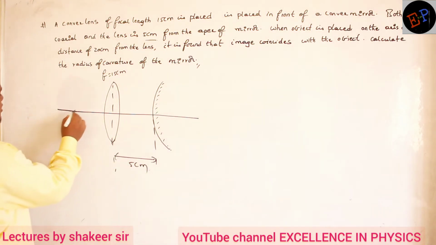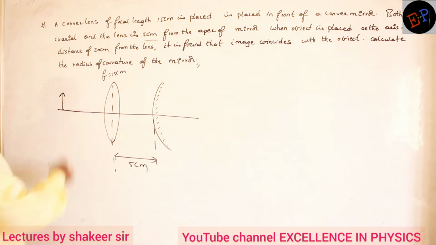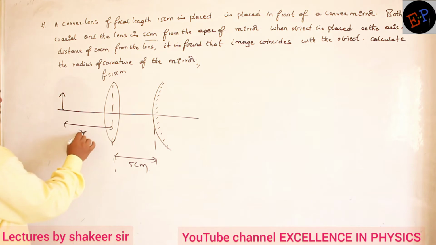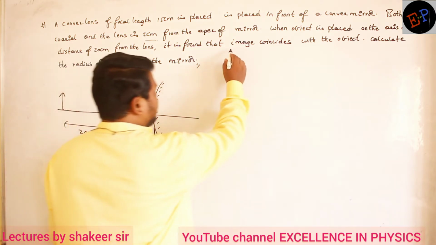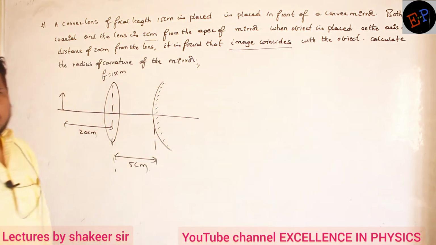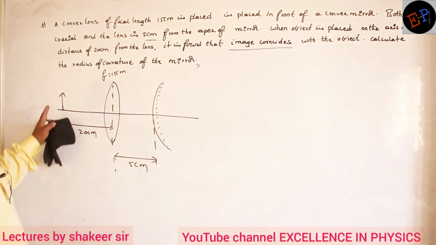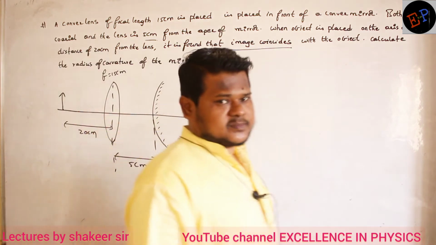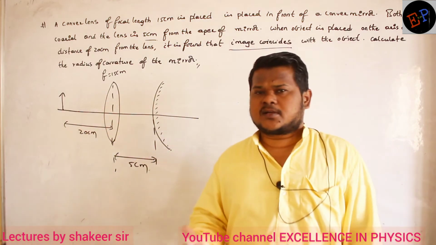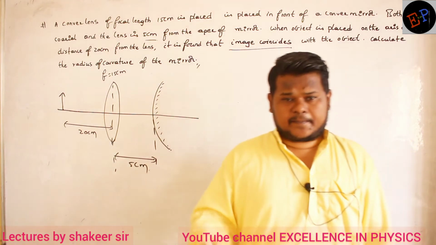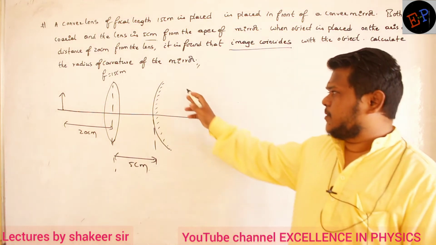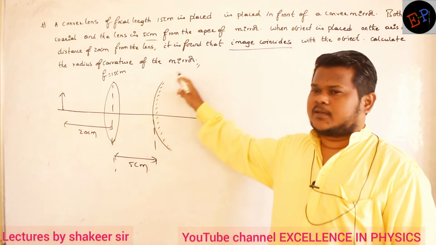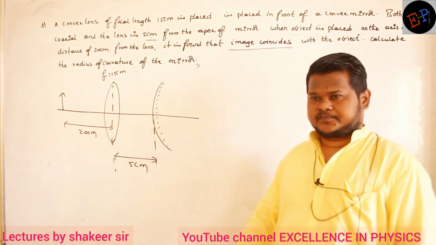And where is the position of the object? The object is present somewhere here, at a distance of 20 centimeters from this lens. Now it is given that the image coincides with the object itself. It means the image of this object again coincides with the object. Clear? It means the image position and object position are both the same. Then in that condition, what will be the radius of curvature of this mirror? That is the question.